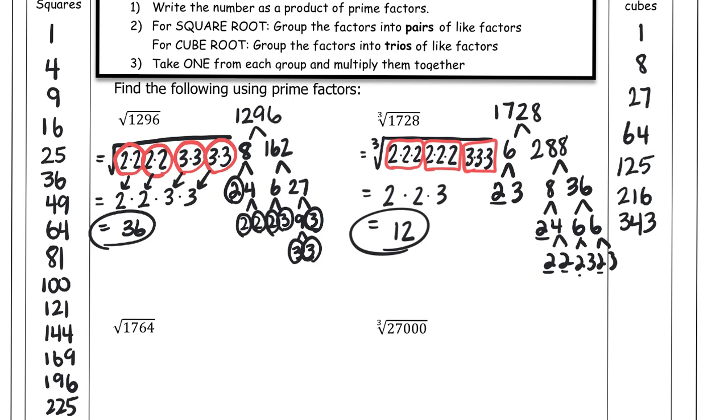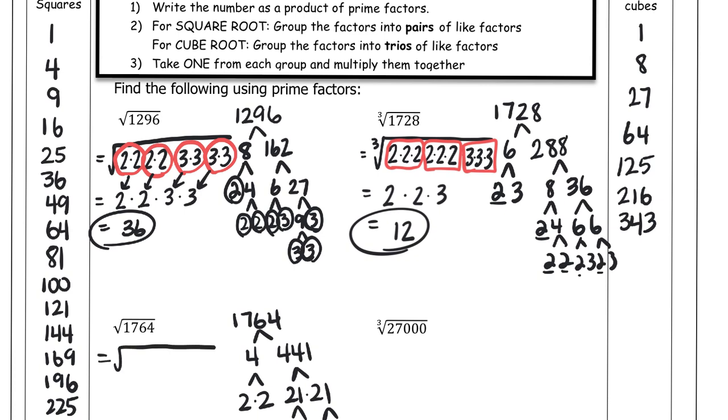Okay, let's try 1,764. Same idea, we're going to break that into its product of prime factors, which can be 4 and 441. This becomes 2 times 2. This is 21 times 21, which is 3 times 7, 3 times 7. Now we rewrite our number as its prime factors. So I've got 2 times 2 times 3 times 3 times 7 times 7. This is a square root, so I want groups of 2. So my square root of 1,764 is 2 times 3 times 7, which is 42.